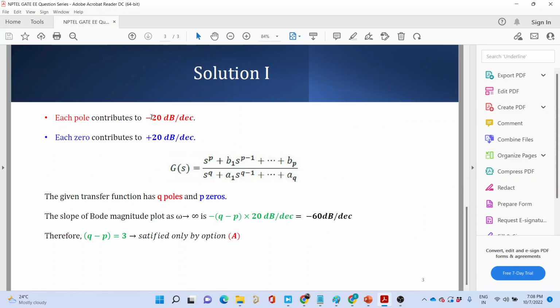Each pole is contributing minus 20 dB per decade, and each zero is contributing plus 20 dB per decade. So at omega tends to infinity, what is the total number of zeros or poles contributing to the slope? That would be p minus q, right? In that fashion, you can say that p minus q is equal to 3. You cannot say whether p or q is 3. So from the options, you have to check which option satisfies this equation. As in this case there is only one option which satisfies, the option is A.